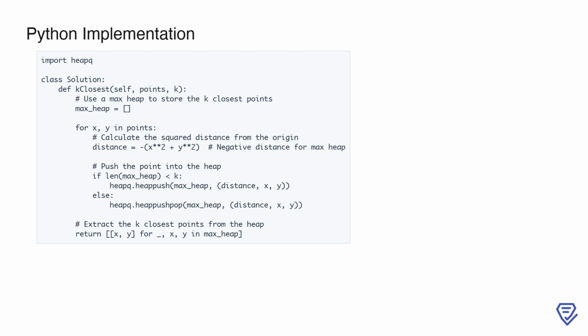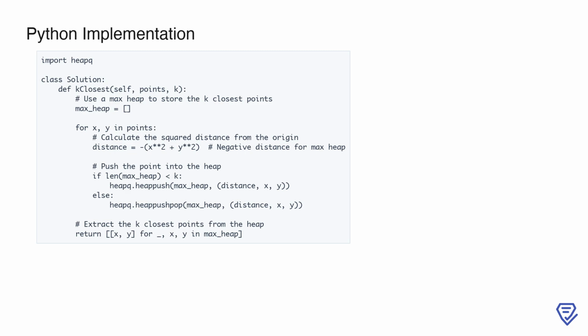The squared distance of each point from the origin is calculated as x squared plus y squared. Squared distances are sufficient because square root computation is not needed for comparison. The algorithm iterates over each point, x, y, in the input list. If the size of the heap is less than k, the point is added to the heap. Otherwise, if the heap already contains k elements, the current point is added and the farthest point is removed using heapq.heappushpop. This ensures that the heap always contains the k closest points.